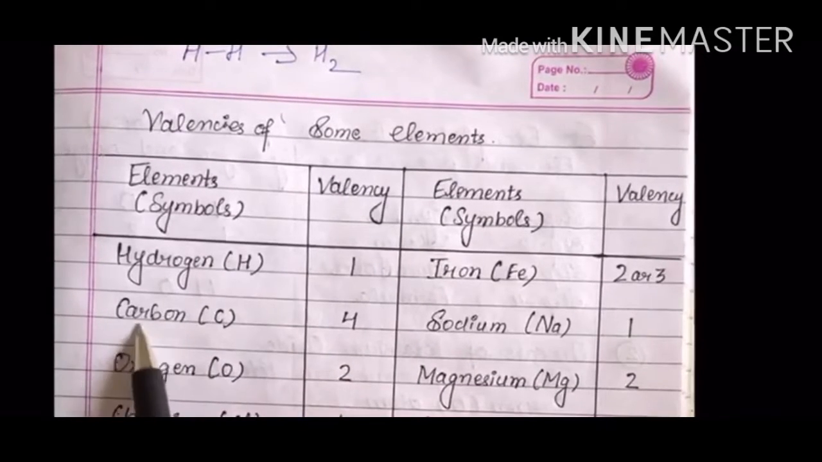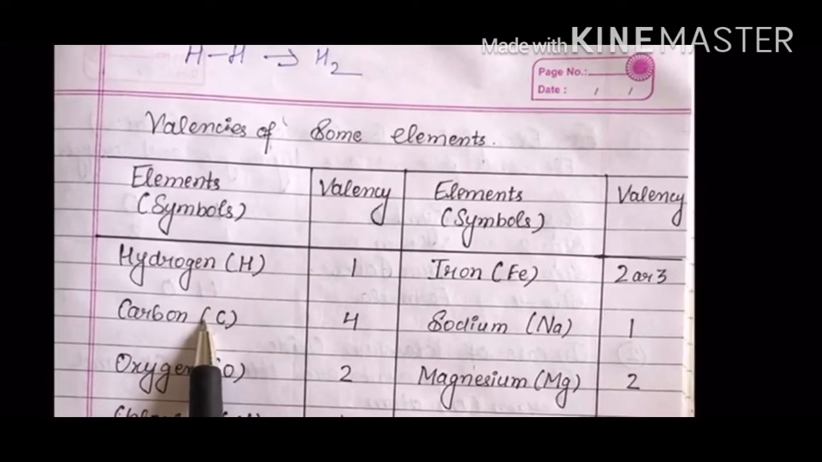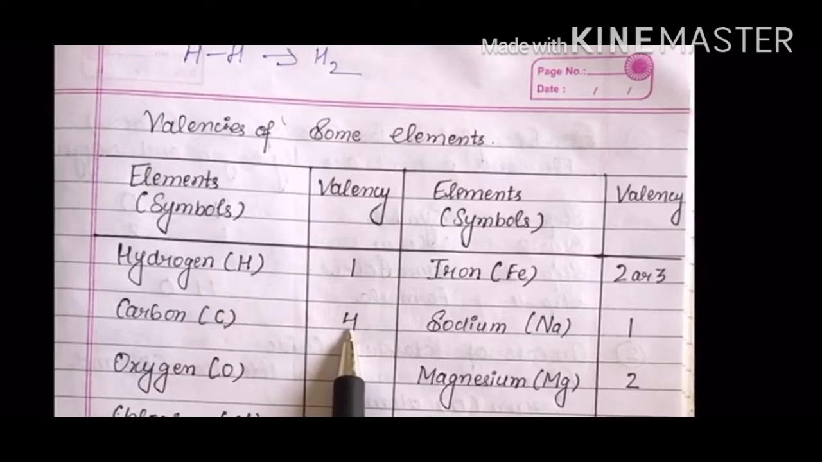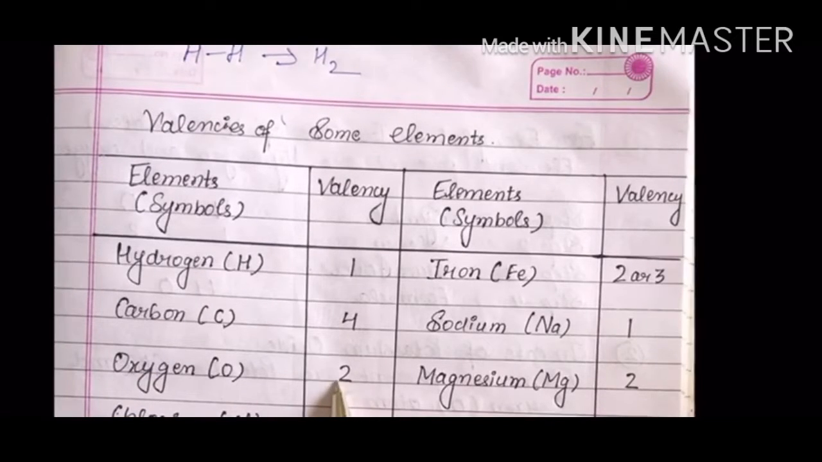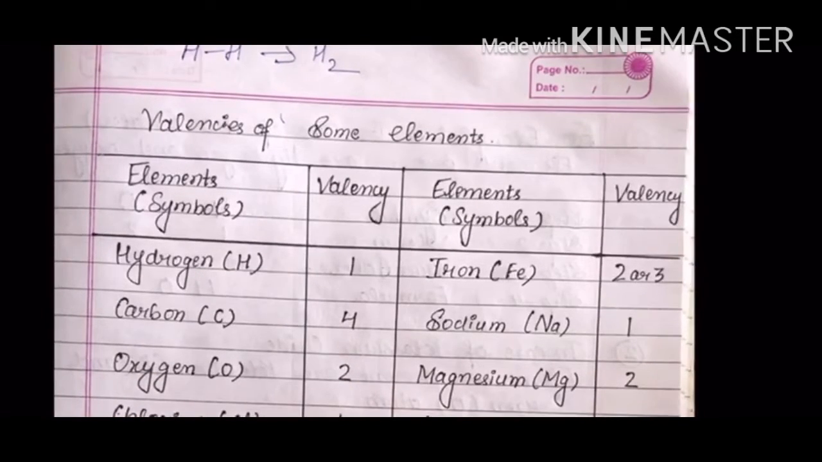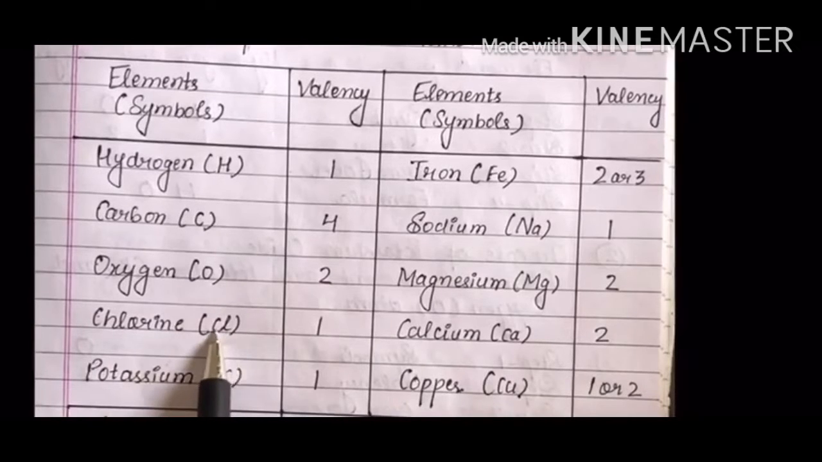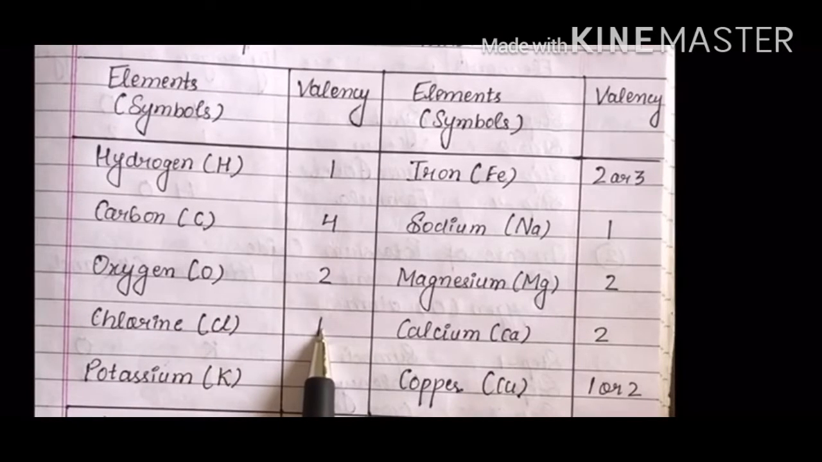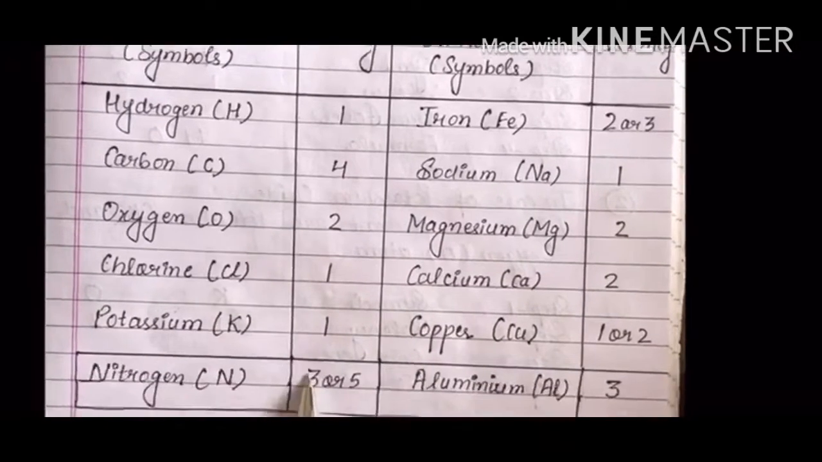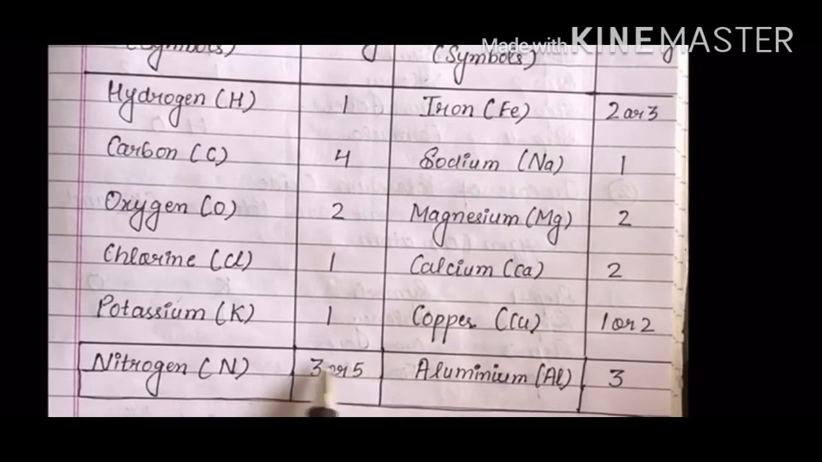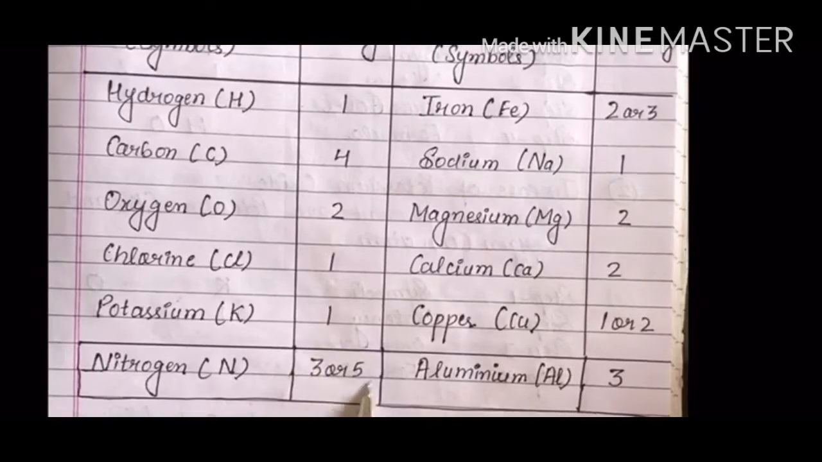Okay. So next carbon. Carbon symbol is C and its valency is 4. Means it can combine with 4 other atoms. And the valency of oxygen is 2. It will combine with 2 more atoms. And for chlorine, the symbol is Cl and valency is 1. So it will combine with 1 more atom. For potassium it is 1. Nitrogen is 3 or 5 also. It can combine with 3 also and 5 also.